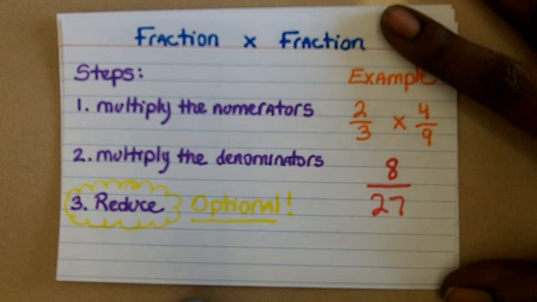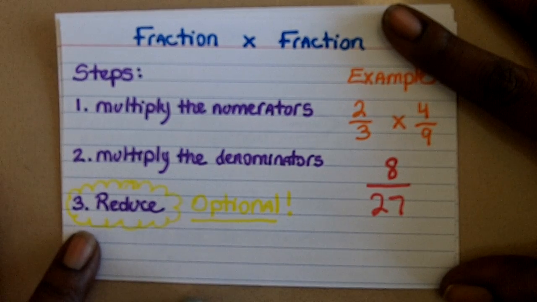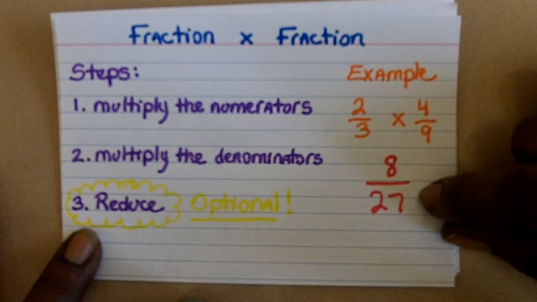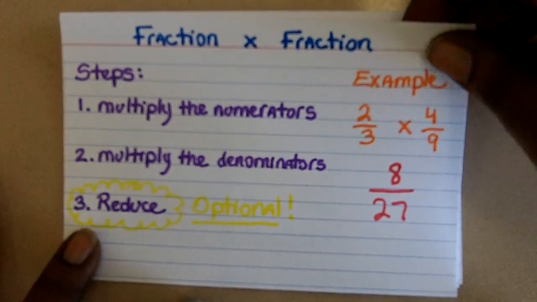27. Now, step number 3 is to reduce or simplify. Remember, this step is optional. It just so happens that 8 over 27 is already simplified. Therefore, this is my final solution.